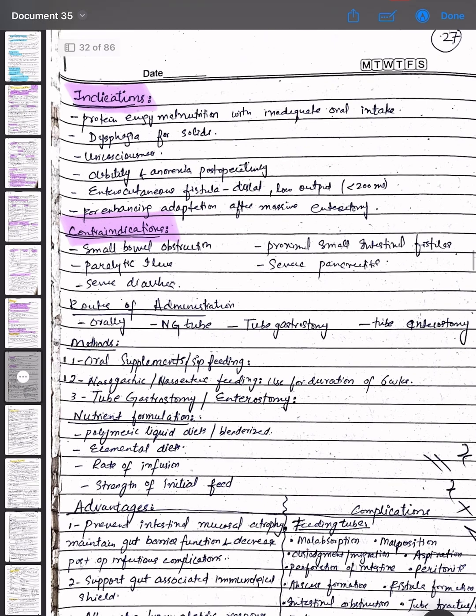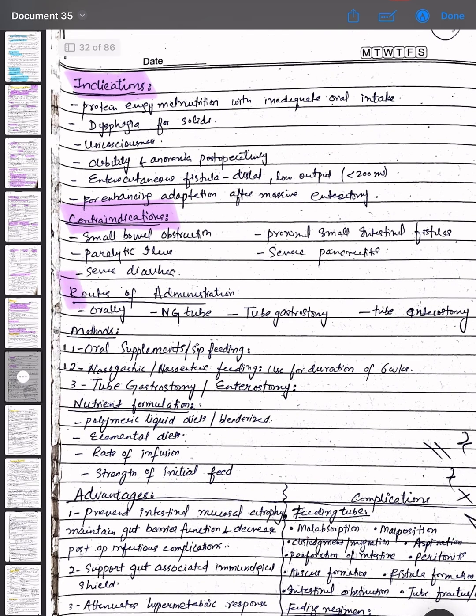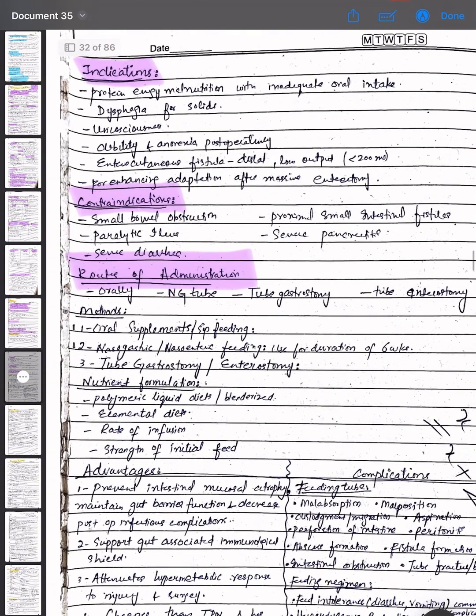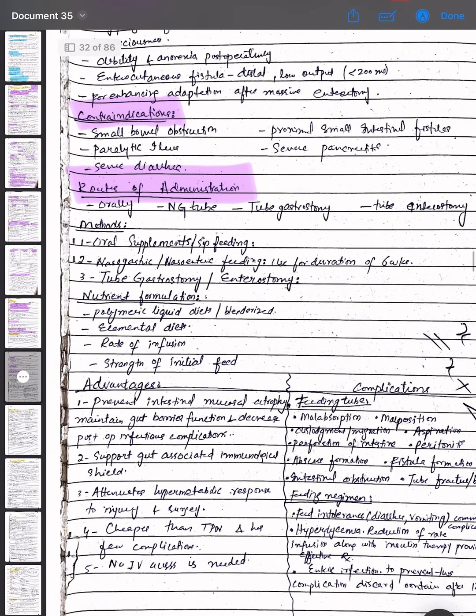What are the routes of administration for enteral feeding? These are oral, NG tube, tube gastrostomy, and tube enterostomy. Okay. Now, what are the methods for enteral feeding?